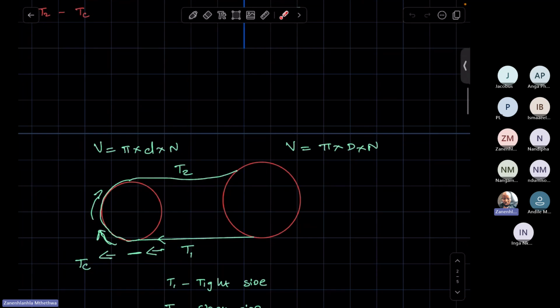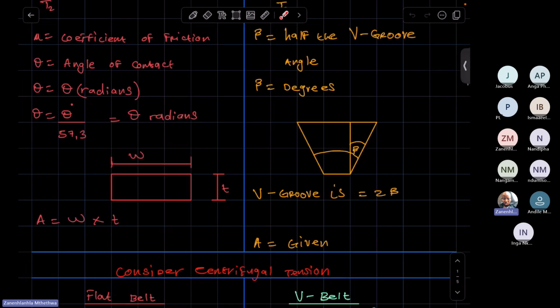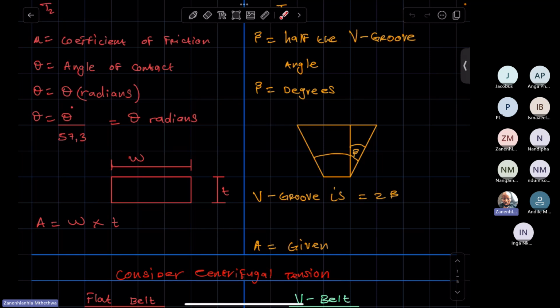Why? Because essentially we are looking at rotational motion, angular motion. Theta, being the angle of wrap, is essentially the angle at which the belt wraps around the pulley. The pulley being circular and the belt being in motion, that is why we say we're looking at angular motion. So if you've been given theta in degrees, you have to convert it to radians.